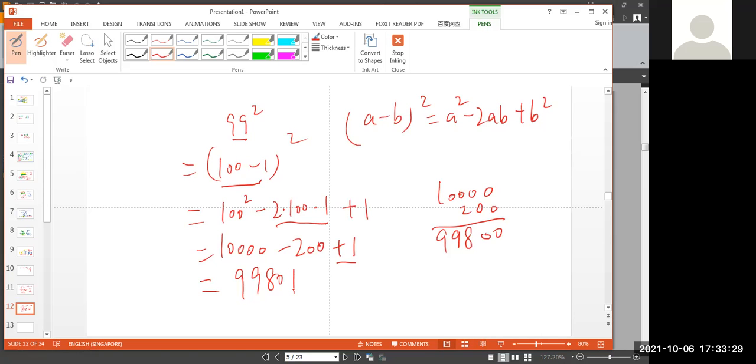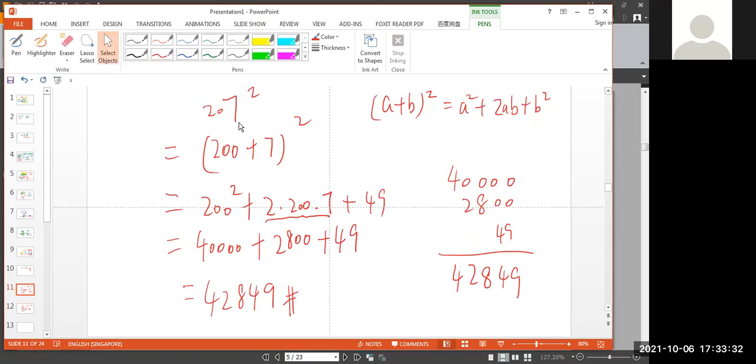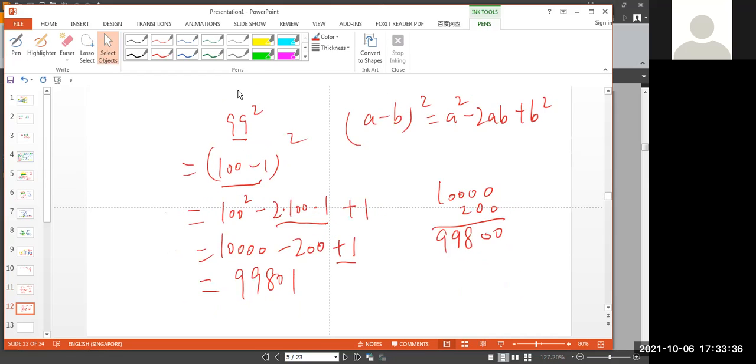Okay, so I have just demonstrated to you. You can actually see your 207 as 200 plus 7. And then 99 you can see as 100 minus 1. And then you can do it this way. You can actually find the answer more easily, better than doing it the other way.